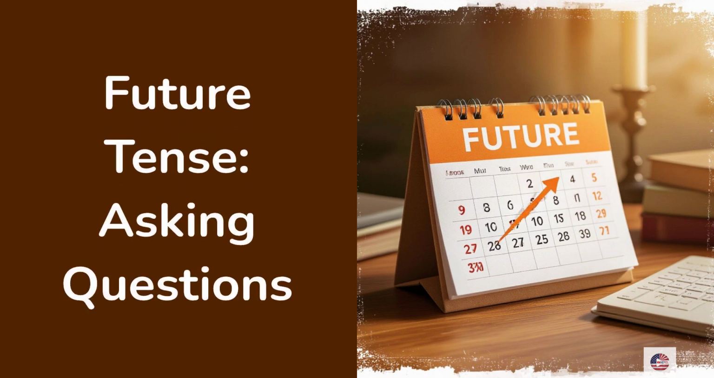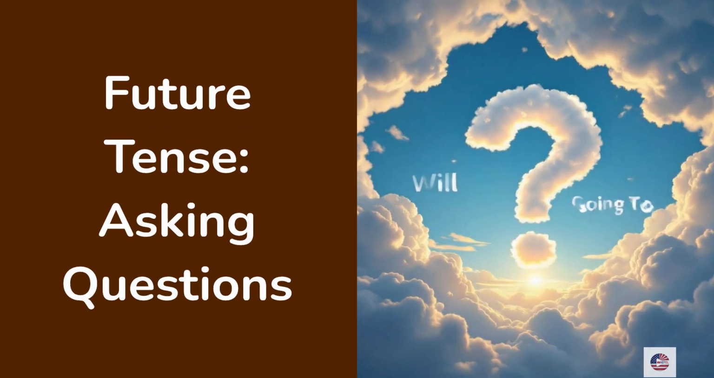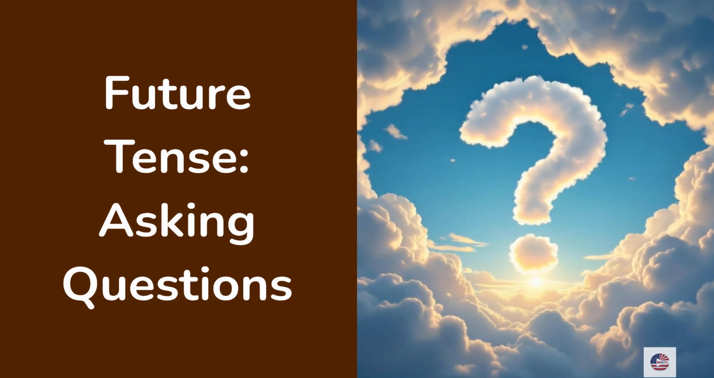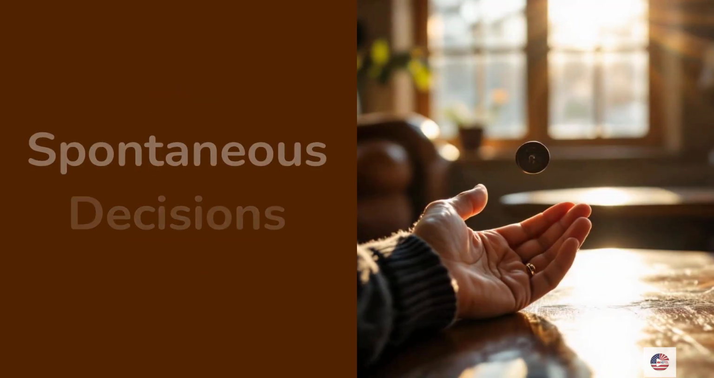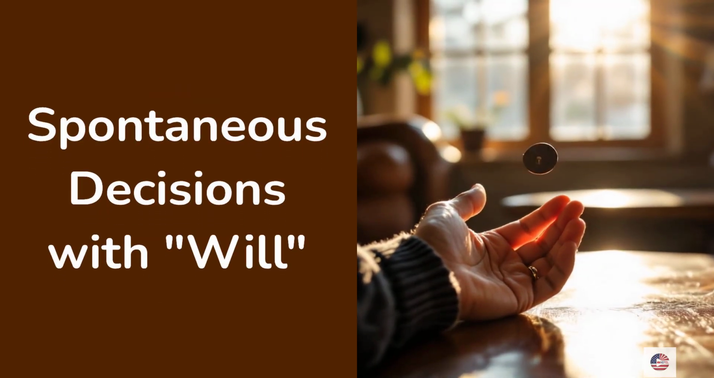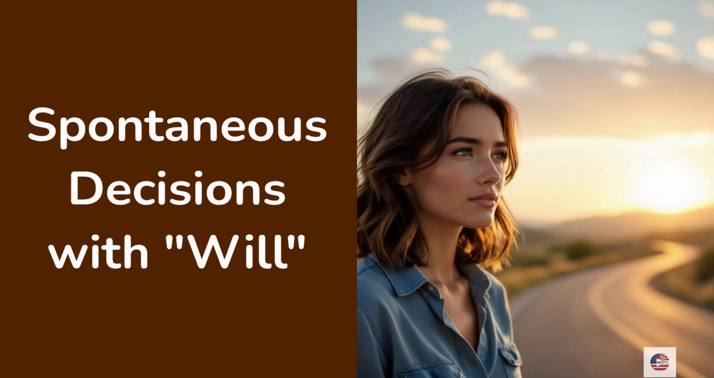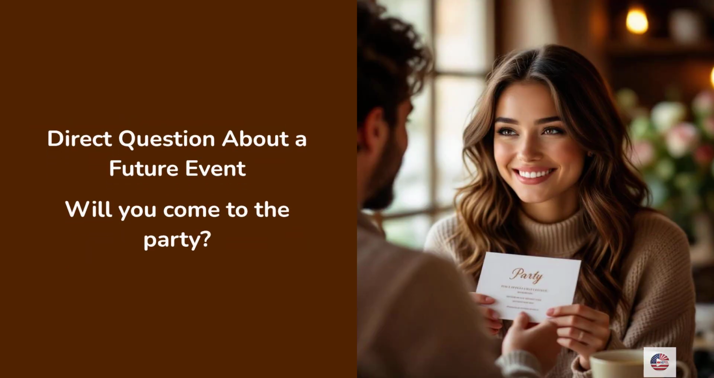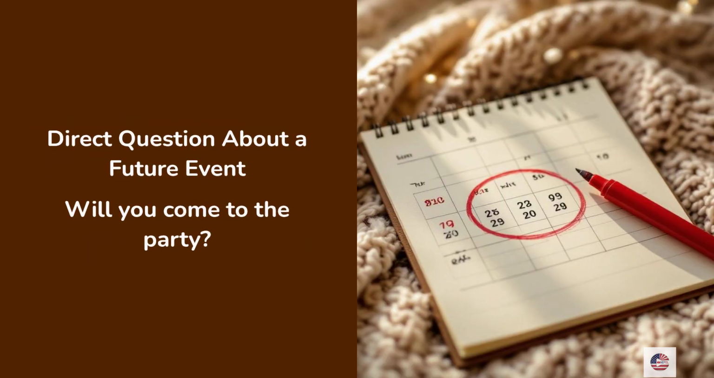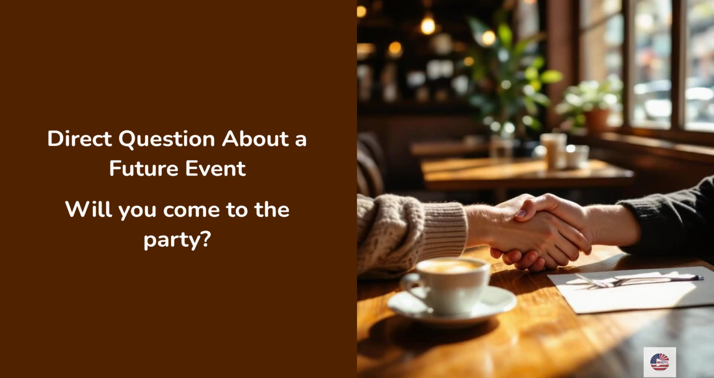Let's look ahead to the future tense, where we talk about actions that will happen. For future questions, we primarily use will or going to. Will is often used for spontaneous decisions or predictions made at the moment of speaking. It's a quick way to ask about future actions. For example, you might ask, "Will you come to the party?" This is a direct question about a future event, perhaps decided on the spot.